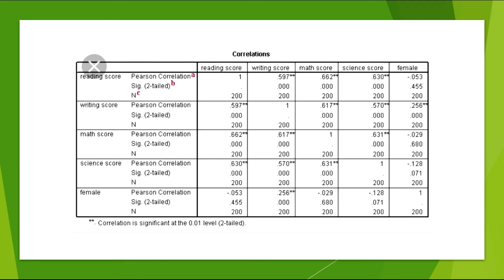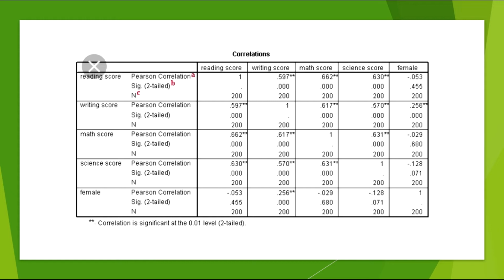Is there any asterisk here? The answer is no, same as this one and this one. There are 4 IVs that you hypothesize to influence your DV, but apparently only one IV, that is writing score, has correlation with female, or your DV, with 0.256 and 2 asterisks. If we look at the 2-tailed significance of reading score, apparently it is higher than 0.05, which is not significant.